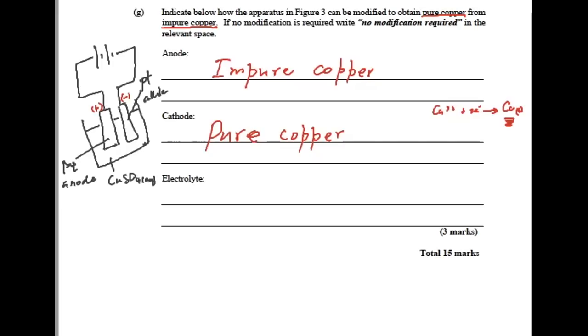And then the electrolyte: when we are purifying a metal, in this case it's purification of metals, the electrolyte must be one in which the metal in question that's being purified can dissolve. So we need a soluble salt of copper in this case. Copper sulfate is already soluble, so we need not modify it. So for this one, we'll just write no modification required.